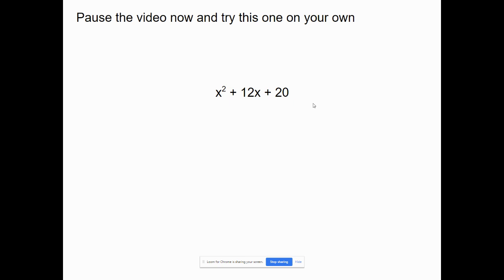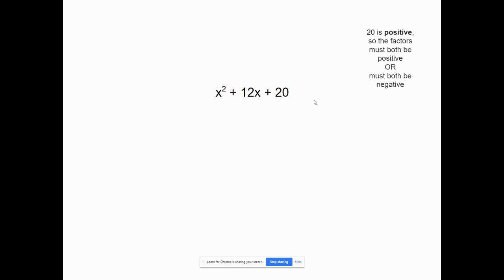All right. Hopefully that went well for you. Let's see how this one gets solved, and you can see the answer in just a moment. So we should have started off by looking at our 20 and realizing that 20 is positive. There's that positive sign in front of it. So we know that our factors have to either both be positive or both be negative.